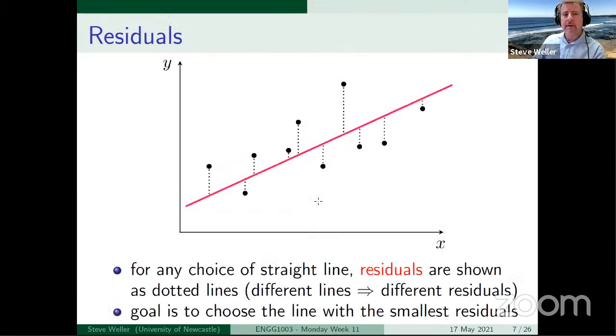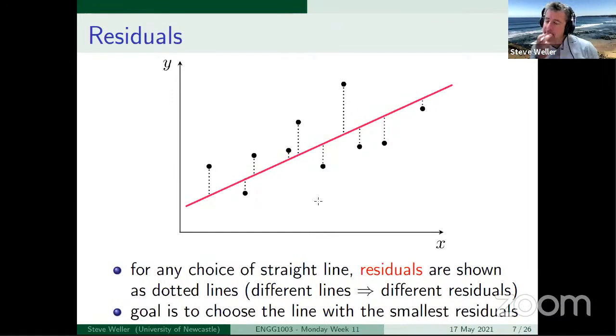So here's a conceptual image, and I'm introducing a term now called residuals. Residuals are what I called on the previous slide the inverted commas error. So the residuals, for any given line that we fit, any given red line, we can define as these vertical gaps between where the dotted lines are. They're the distances between any line that we choose and the data that's given to us.